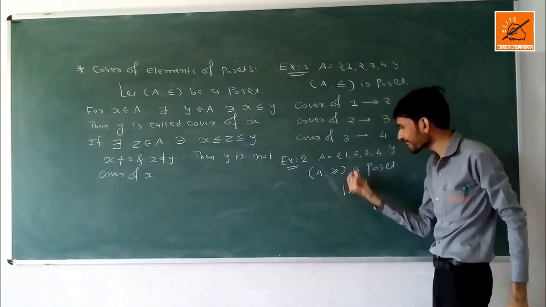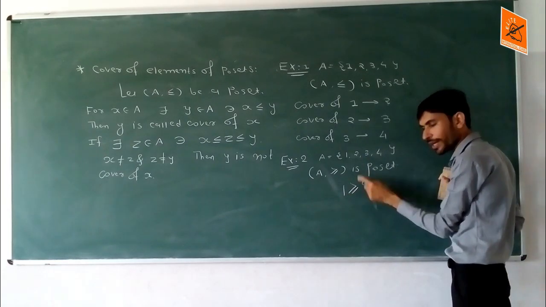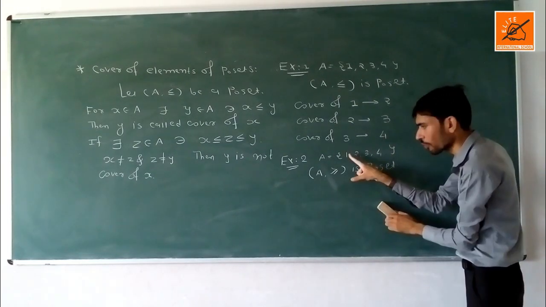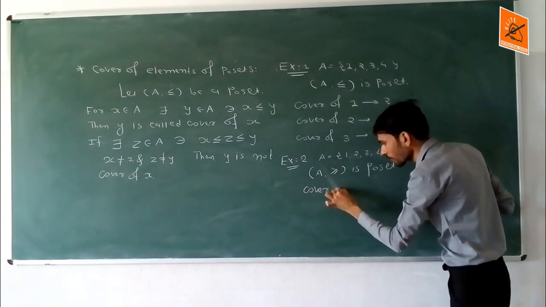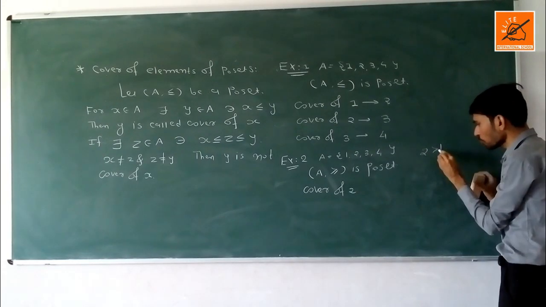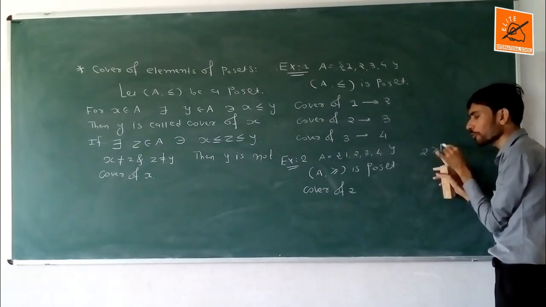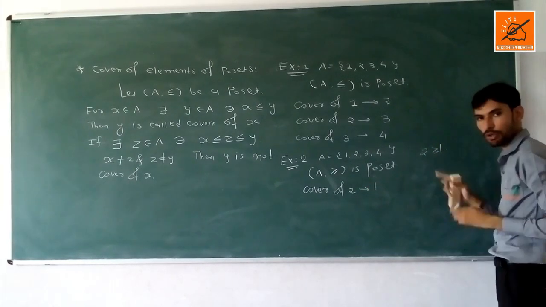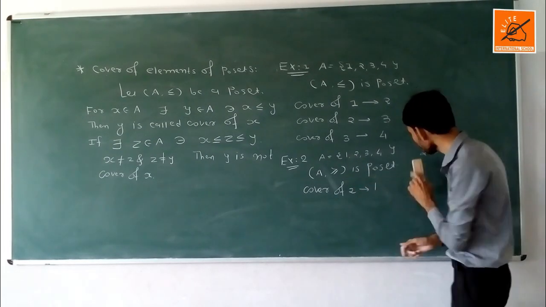So 1 is not related with any element of set A, because 1 is not greater than or equal to any element. So here we do not find the cover of 1. Here we start with the element 2. So cover of 2: 2 is greater than or equal to only 1. And see here, there does not exist an element between 2 and 1. So the cover of 2 is 1. 2 is greater than or equal to 1, so 1 is the cover of 2.